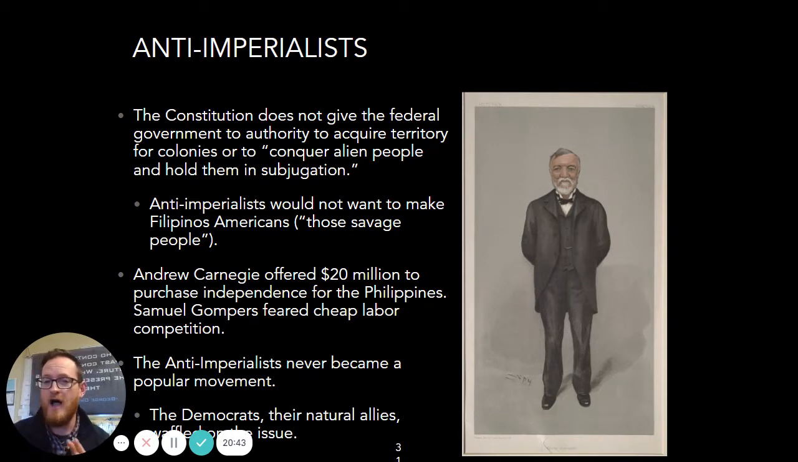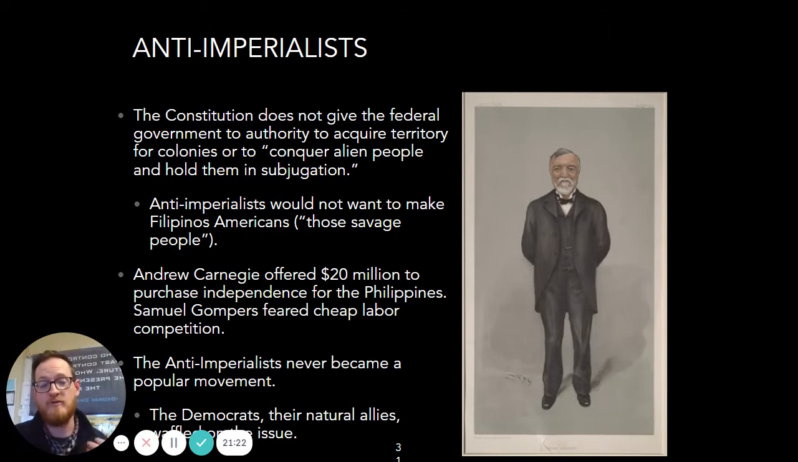Now, you would have a group known as the anti-imperialists, people that were against imperialism, who did not like this idea. They said, look at the Constitution. The Constitution doesn't give us the authority to just acquire territory for colonies or to just conquer these people and hold them in subjugation. Anti-imperialists did not want to make Filipino Americans those savage people. Basically, they didn't want the Philippines to turn into us just taking over these people, and why are we doing it? Andrew Carnegie actually would offer $20 million. He said, look, I will give the government back the $20 million if they give independence to the Philippines.